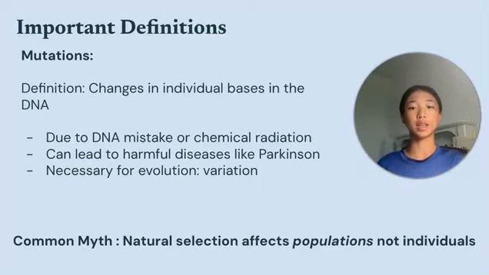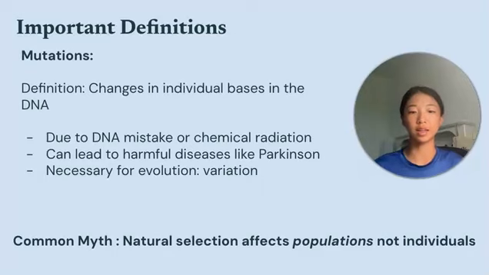And these DNA mistakes can be caused by a mistake when the DNA gets copied, or it could be chemical radiation, like your exposure to the sun, that can cause mutations in the DNA. And these mutations can lead to very harmful diseases like Parkinson's or maybe cancer. However, though these mutations can be deadly, they're also necessary for evolution. They cause variation, and as we saw, variation is one of the 3 things necessary for natural selection.